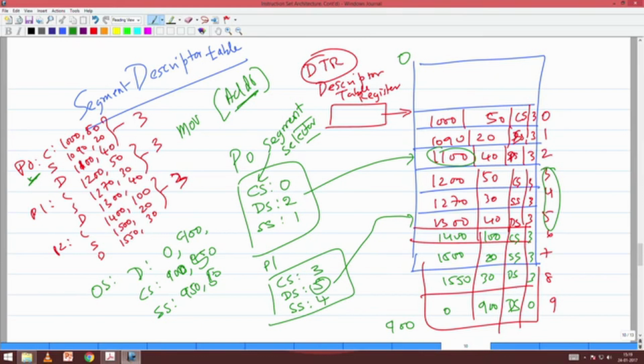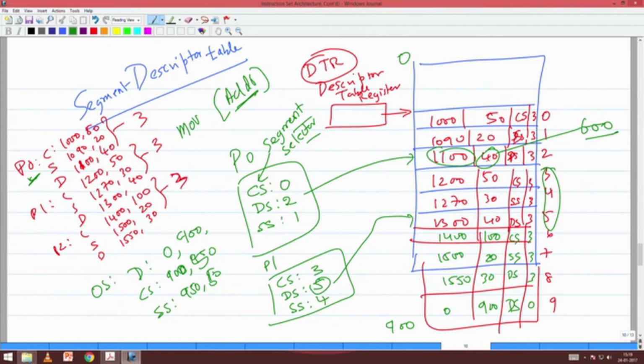So if I want to go and change any of these values, suppose I want to go and play with this table, suppose I want to go and access say P2's data, essentially I have to make this limit as some 600. If I make this limit as 600, then I can basically go and play with the data.